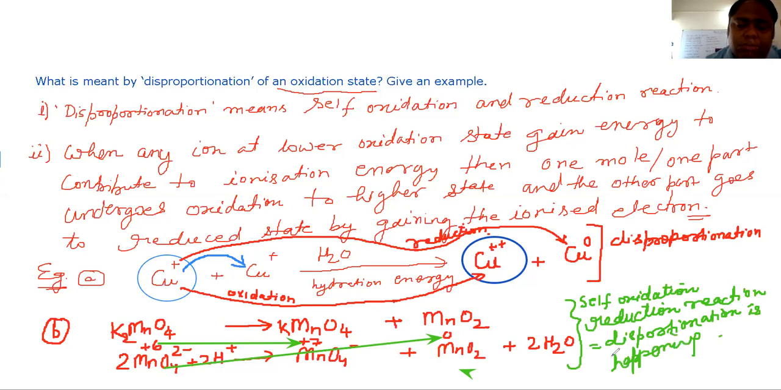And it is happening for whom? It is happening for the oxidized state. It is not taking place for the reduced state. It will only take place for the oxidized state if it has a provision to become a more highly oxidized ion. If it has the provision to form even more highly oxidized ion, and a reduced species. So this was the answer of this question. Let us see some more questions now.